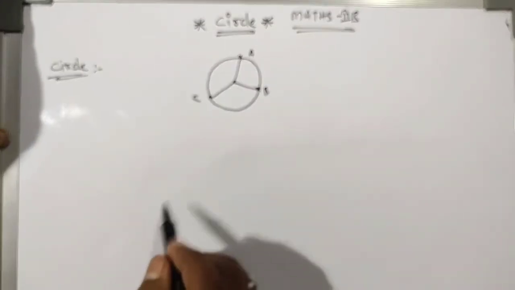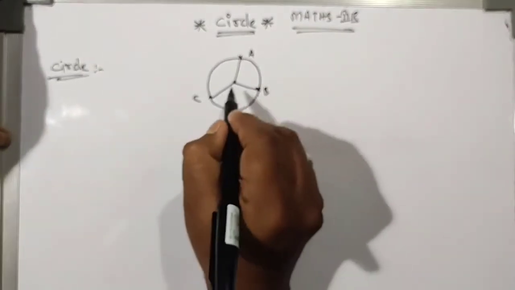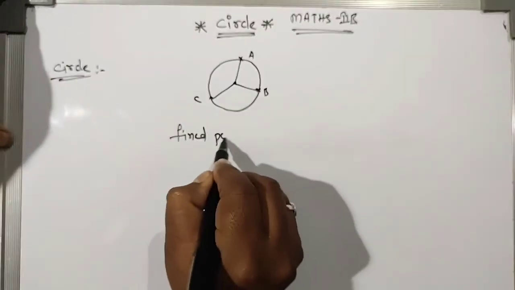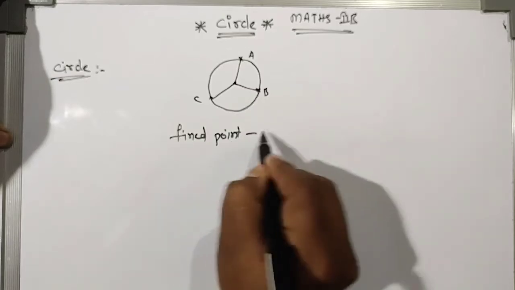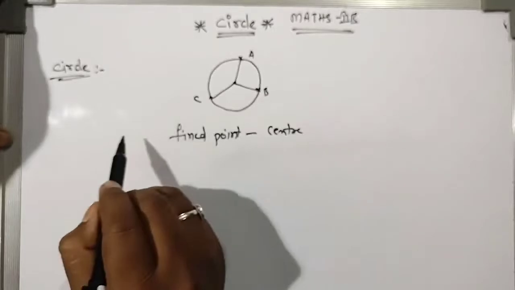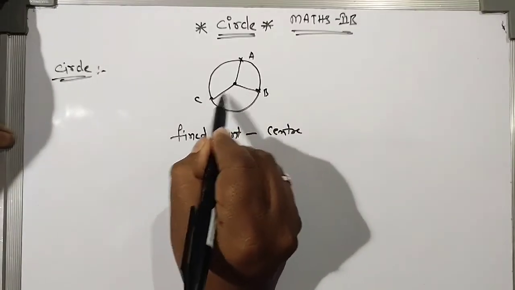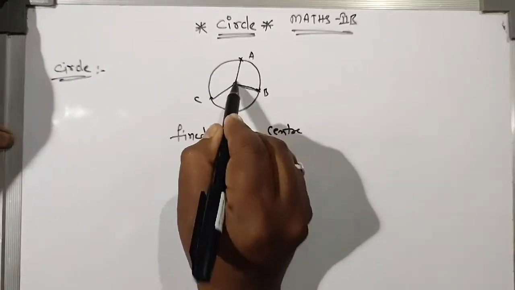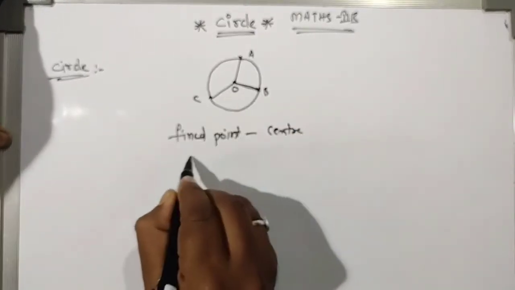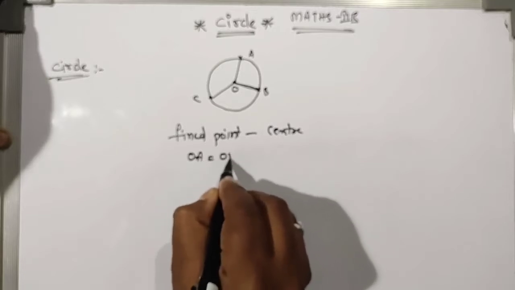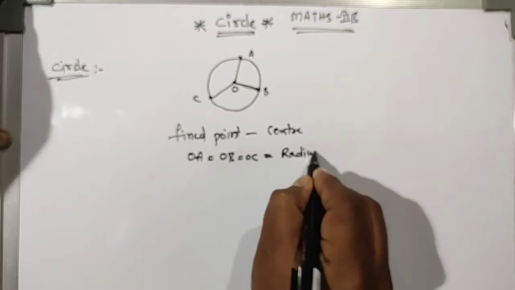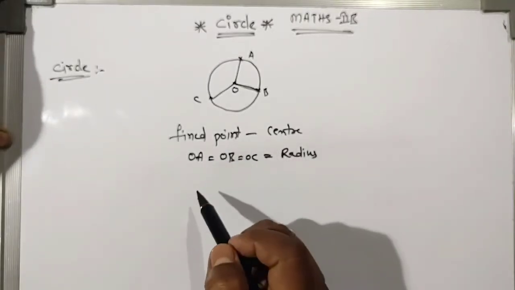In this, the fixed point is called the center, and the distance from the fixed point to any point on the circle is called the radius. For example, this is O, then OA, OB and OC are called the radius. Okay, now this is the main definition of the circle.